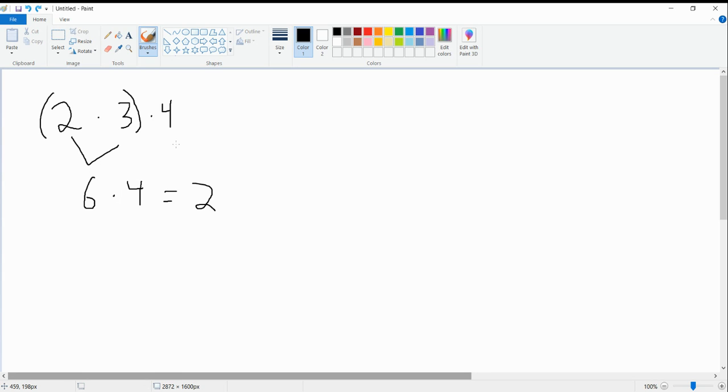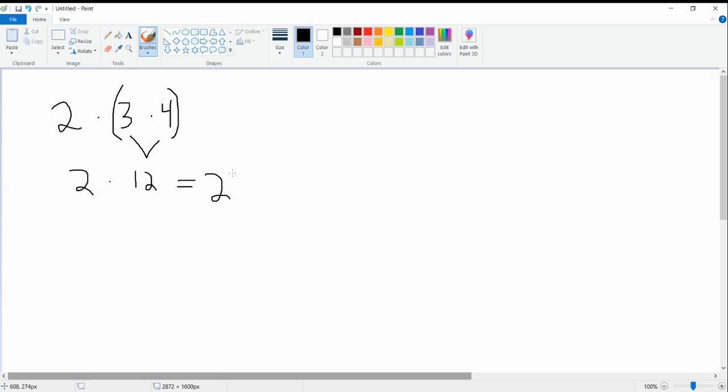We can also group these in the other order. We can say 3 times 4. So it's up to us whichever ones we want to do first in these cases. 3 times 4 is 12, and 2 multiplied by 12 would equal 24.